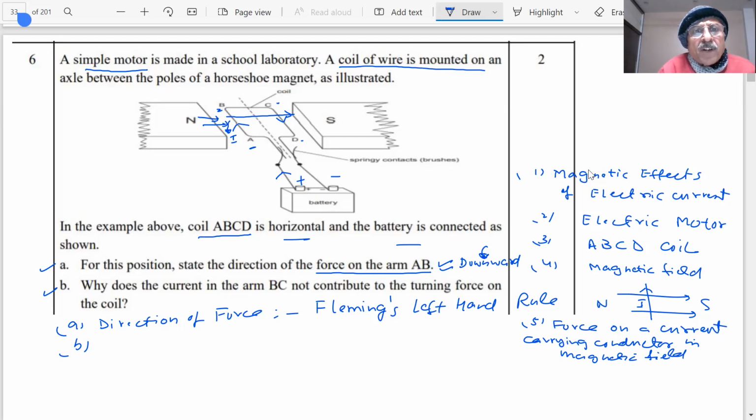If I see the arm BC, student, this arm BC is parallel to the field which is applied. It is parallel to the field applied, and you know the force is 0 or minimum. Force acting on a current carrying conductor is minimum, 0, when it is parallel to the magnetic field. This is parallel to the magnetic field. So what we know, student, the BC arm is parallel to the direction of the magnetic field.